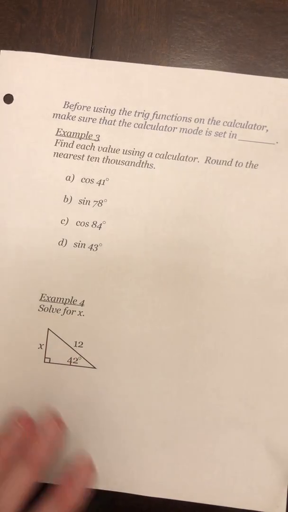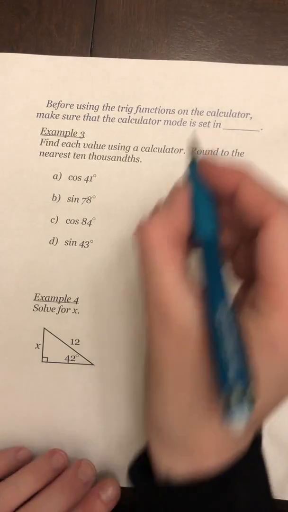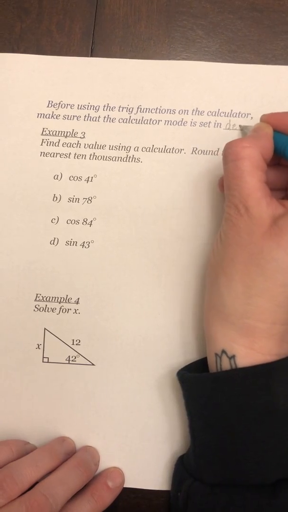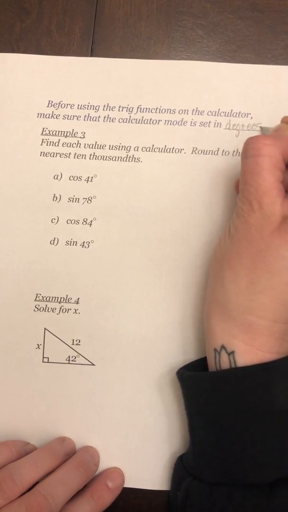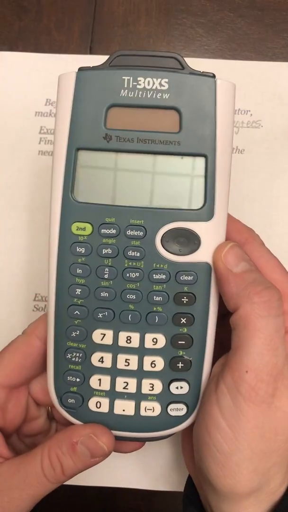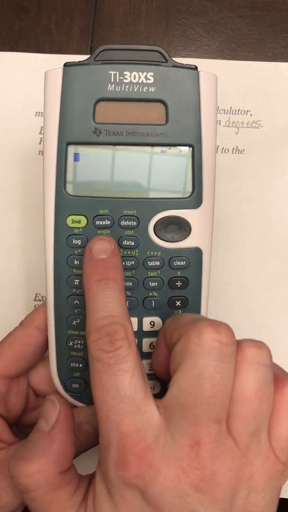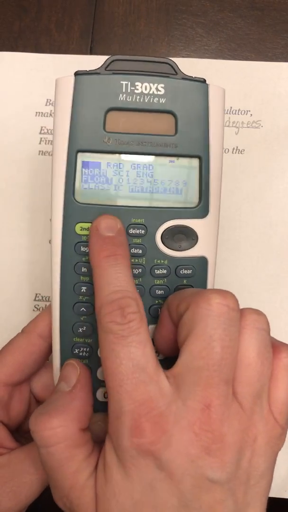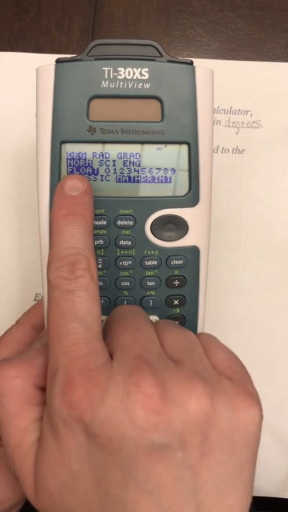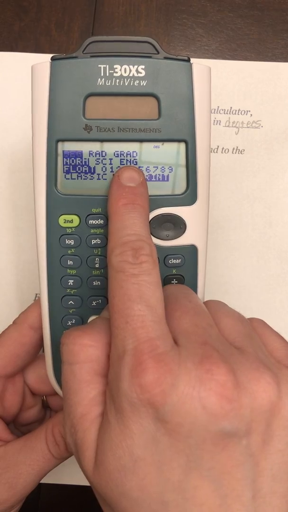Okay, so now let's get into how do we use the calculator, because I know students love to use calculators. So it says before using the trig functions on the calculators, you first have to make sure that the calculator mode is set in degrees. Now it depends on what kind of calculator you have. So let's say you're using this one right here. I'm turning it on. If you go right up here to mode and push that button, at the top you see DEG, RAD, and GRAD.